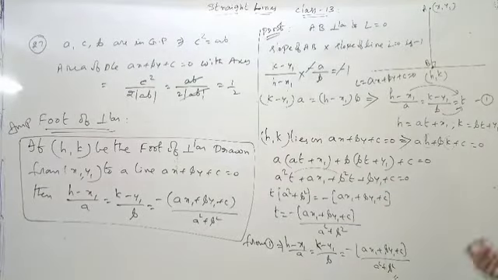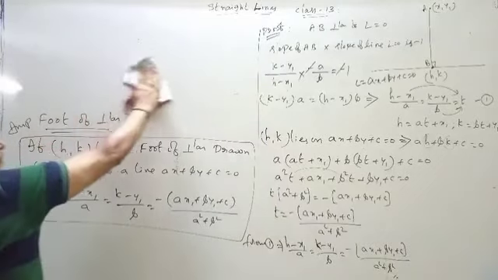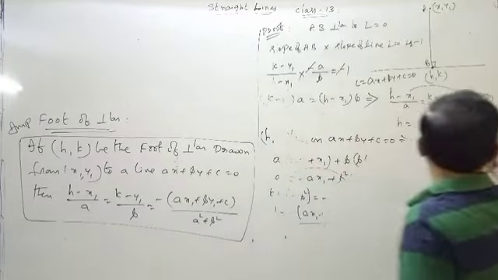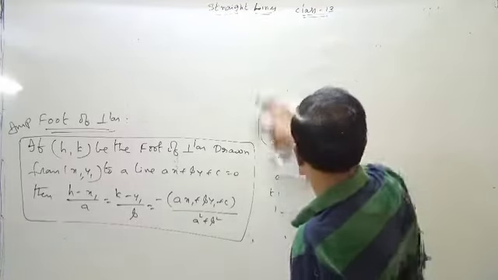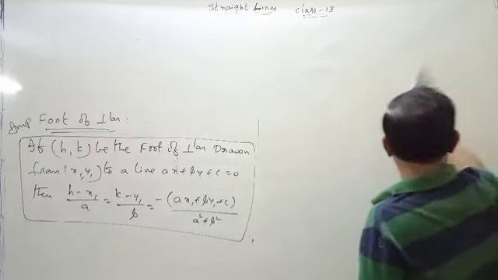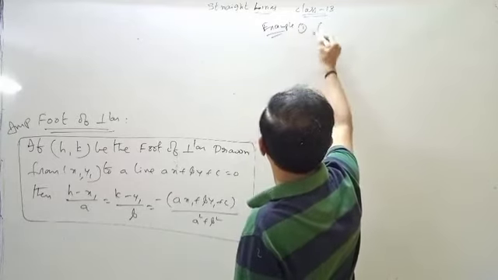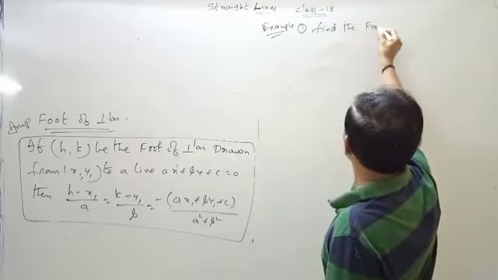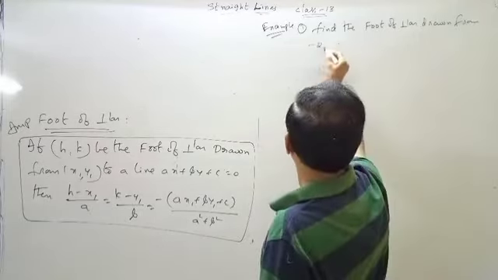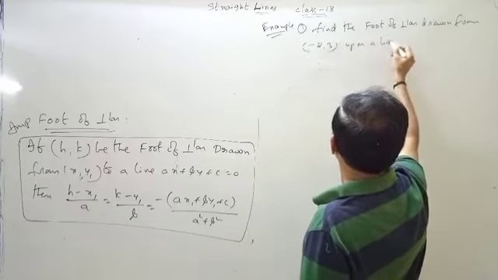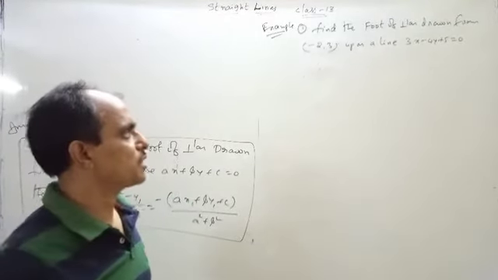I will give one example. Find the foot of perpendicular drawn from minus 2 comma 3 upon the line 3x minus 4y plus 5 is equal to 0.